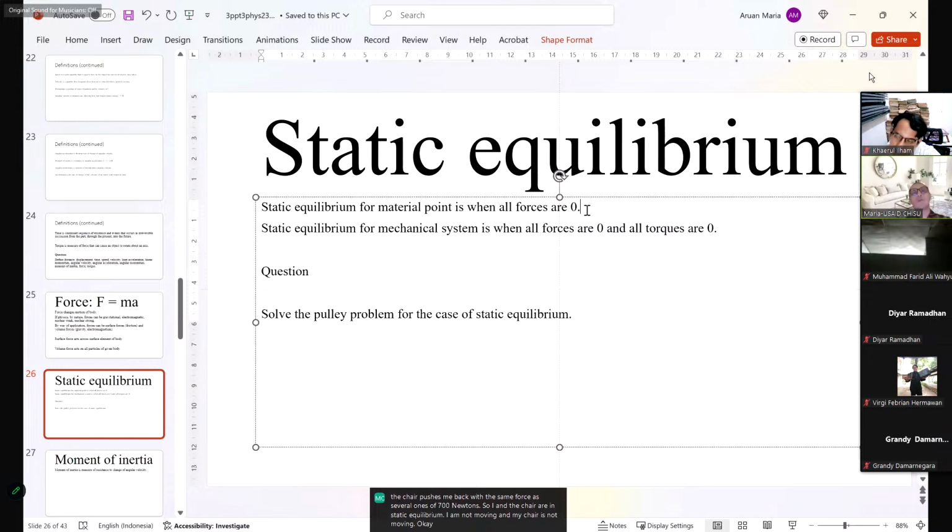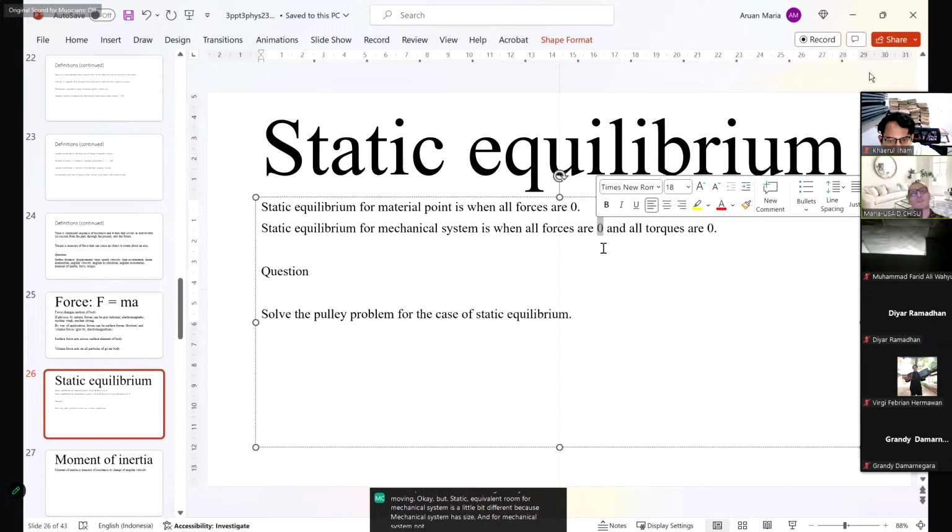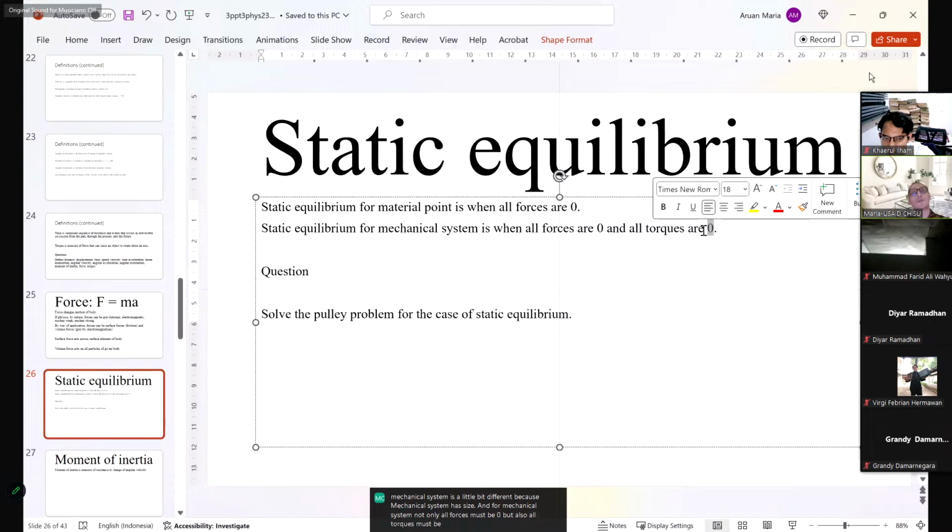But static equilibrium for a mechanical system is a little bit different because a mechanical system has size. And for a mechanical system, not only all forces must be zero, but also all torques must be zero, so that the mechanical system is in static equilibrium. And I ask you to solve the pulley problem for static equilibrium.